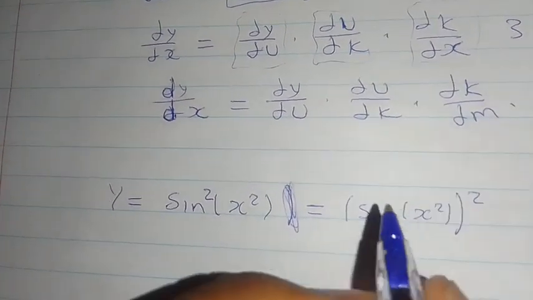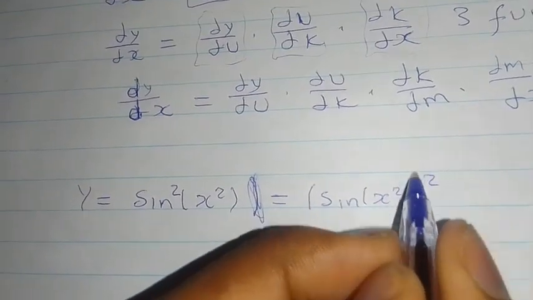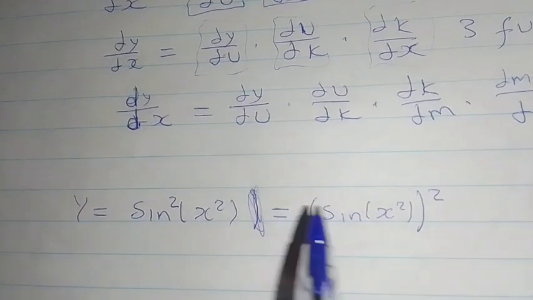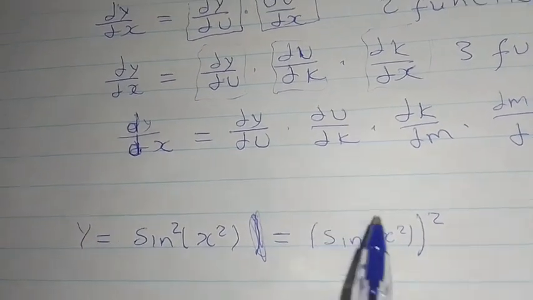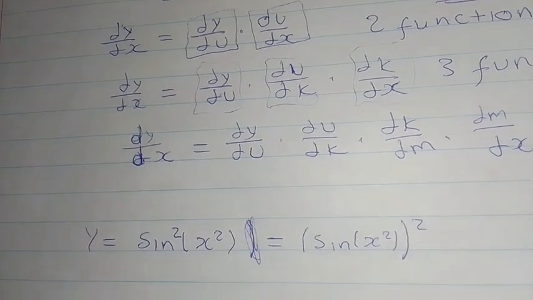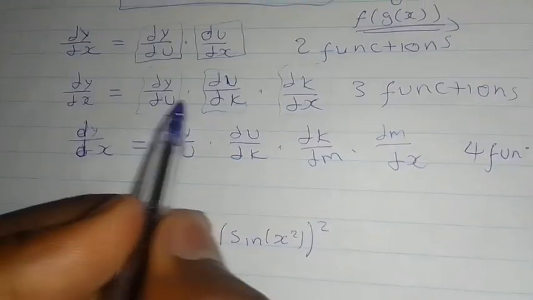Notice that you can take the outermost function as the square function here. And you can take the middle function as sine, and the innermost function is just going to be x squared. So that means you have 3 functions there. So that means you're going to use something like this.